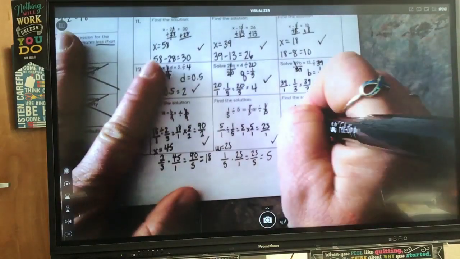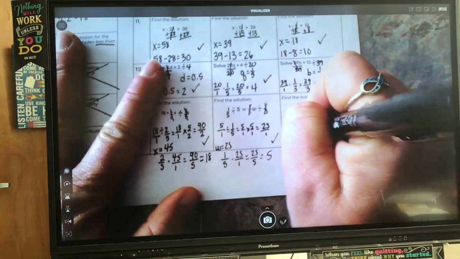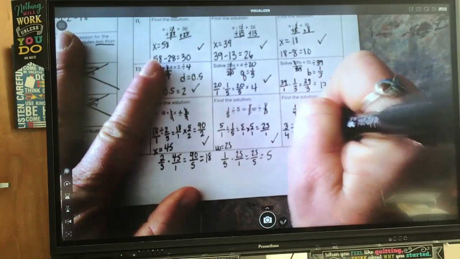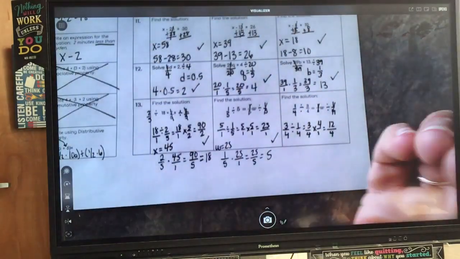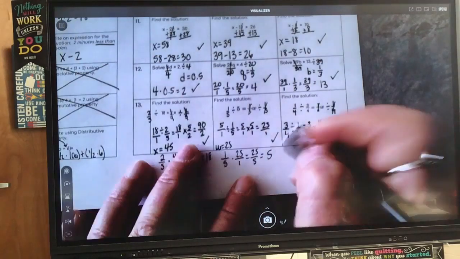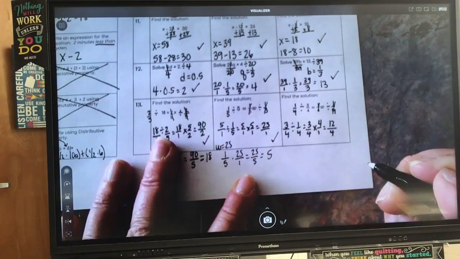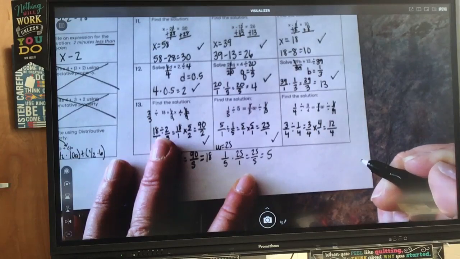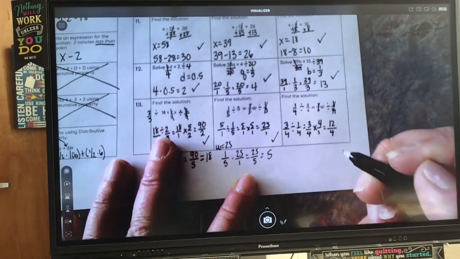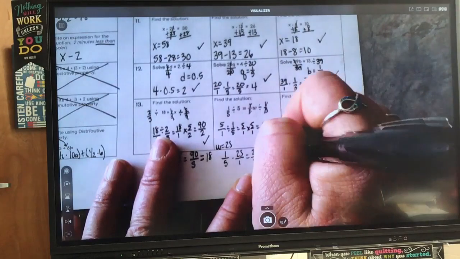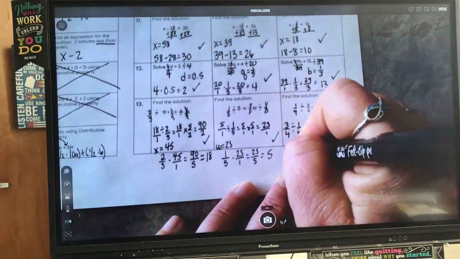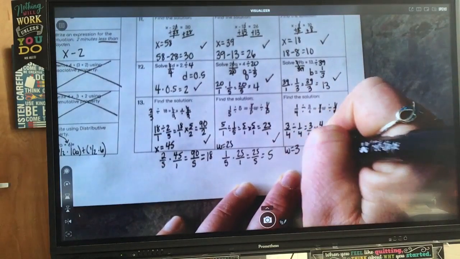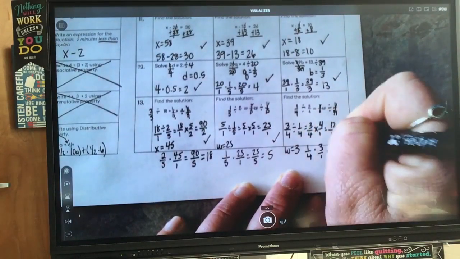So I have to do keep, change, flip. So I keep, I change, and I flip. So I get 12/4. Kaylee, what is my answer when I simplify or change it back to a mixed number? What's 12 divided by 4? Yes. Alright, and then I plug this information back in, so I have 1/4 times 3 over 1, which gives me 3/4.